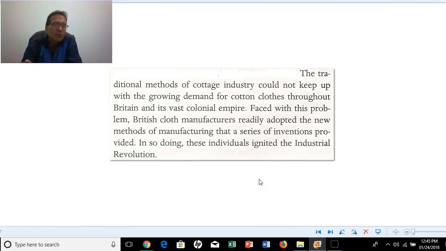Also, the traditional methods of production are not enough to keep up with the growing demand for cotton clothes throughout Britain and its vast empire. And faced with this problem, British cloth manufacturers readily adopted the new methods of manufacturing that a series of inventions provided. And in so doing, these individuals ignited the Industrial Revolution.